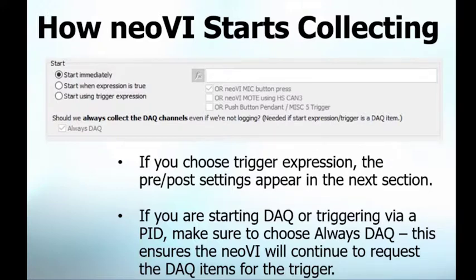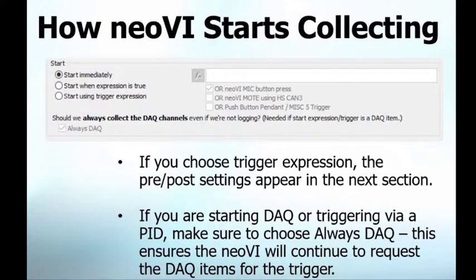You can also use diagnostic information. Basically, we'll continually poll for that parameter that you want to trigger off of, and once it becomes true, we'll trigger. Like I said, we have a neoVI-MOTE trigger button, which is another trigger type device. And then we also have what's called using a trigger expression, which I'll show you what that means.